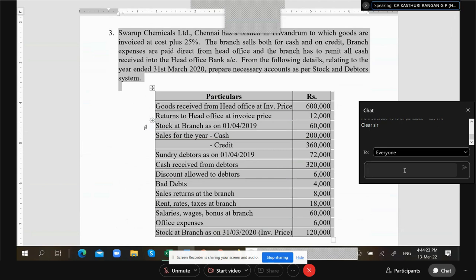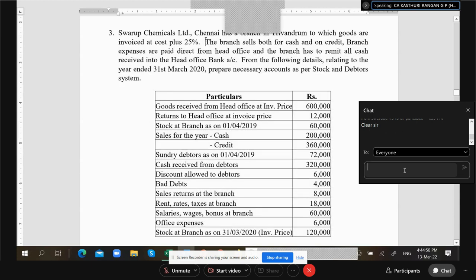In this problem, you can see Swaroop Chemicals has a branch to which goods are sent at cost plus 25%. So the goods are sent at invoice price. The branch sells both for cash and on credit. Branch expenses are paid direct from head office. Branch has to remit all cash into the head office bank account. From this, what do we understand? We understand the branch is a dependent branch. If it's a dependent branch, we can follow any of the three methods.